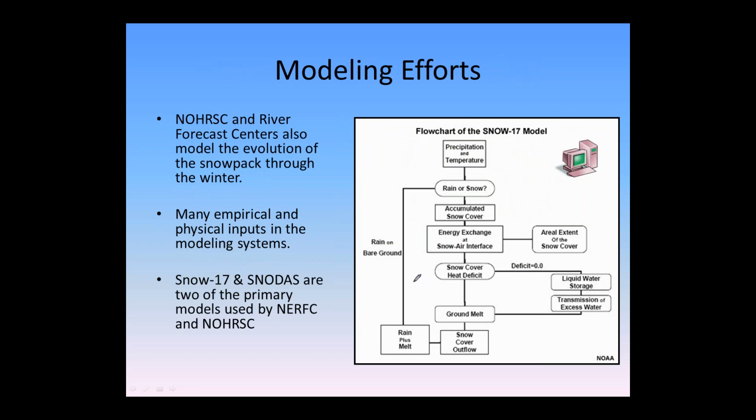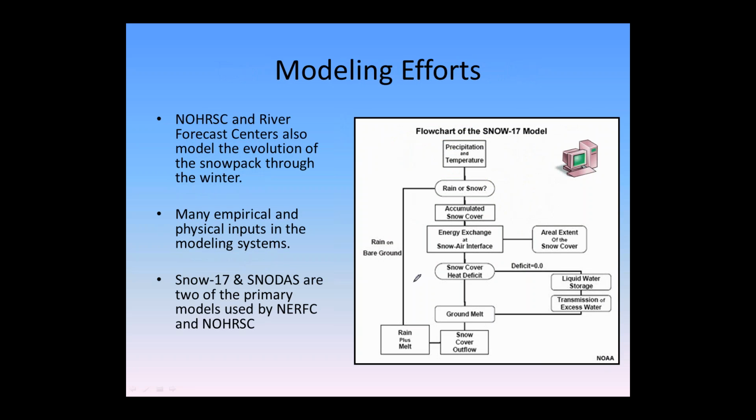Okay, let's talk a little bit about modeling efforts. That NORIS, that National Operational Hydrological Remote Sensing Center, and the River Forecast Centers also model the evolution of the snowpack through the winter. There's a lot of inputs. I just kind of have a chart here. I'm not going to go over that chart. I just wanted to give you the idea. There's a lot of factors that go into a physical model of trying to predict snowmelt. Okay, and these people are the experts that deal with this.